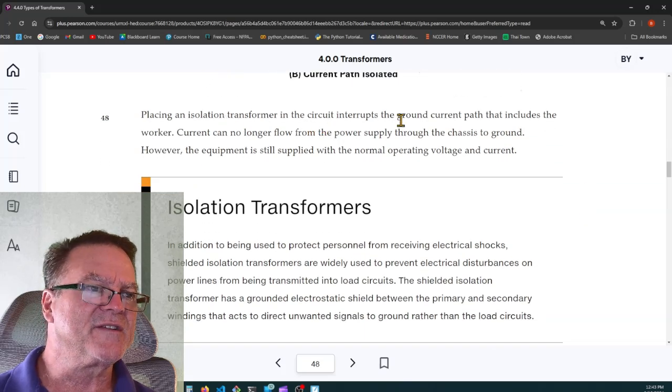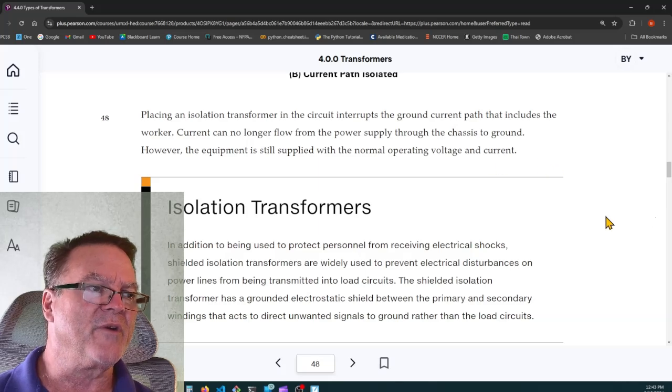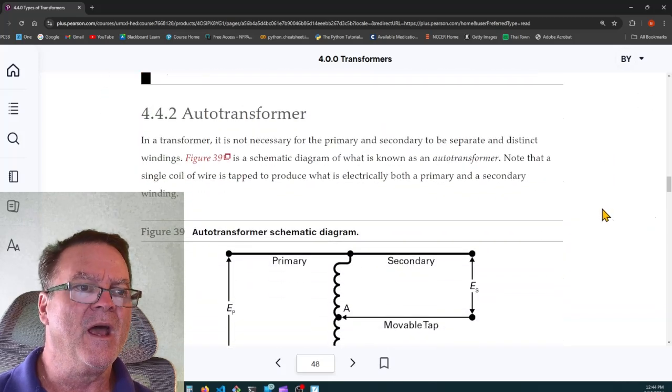Placing an isolation transformer in the circuit interrupts the ground current path that includes the worker. Current can no longer flow from the power supply through the chassis to ground. However, the equipment is still supplied with the normal operating voltage and current.